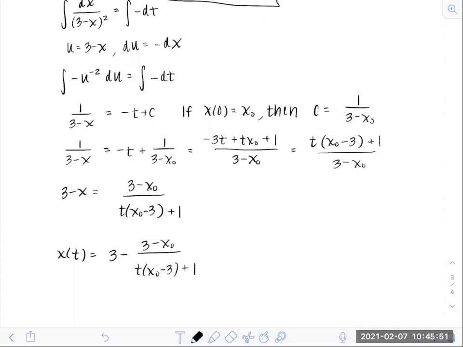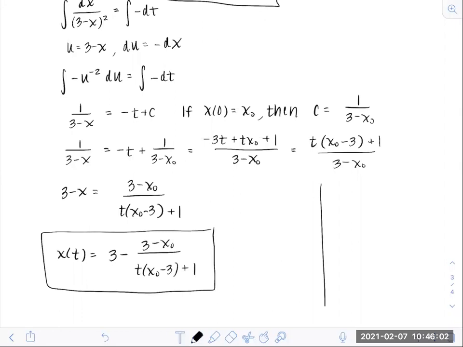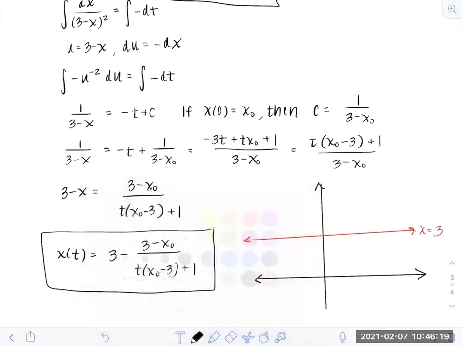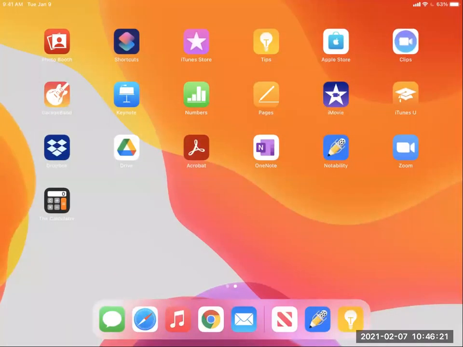All right, so here is our explicit solution. Again, we would like to plot those solution curves. So I will draw an axis. I'm going to plot my equilibrium solution in red, and I'll label that x equals 3. And then let's back out yet again and use Desmos to help us with the plotting.